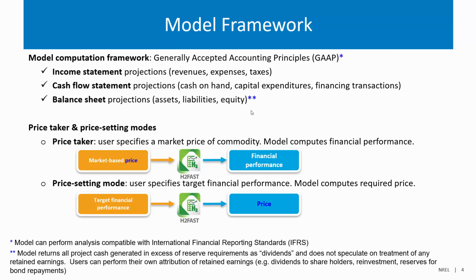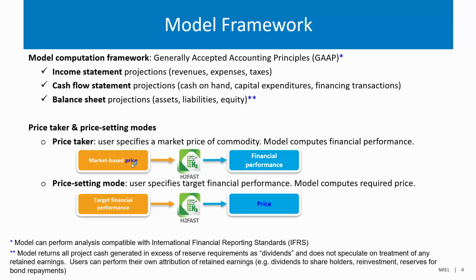There are too many ways of treating retained earnings that are typically subject to board of director decisions, and we just say how much cash is generated by a project that is in excess of some liquidity or debt reserve requirement. The model has two modes of operation in general.